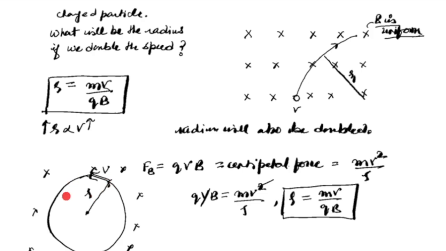It has come because it is moving in a circle in the magnetic field. The centripetal force is provided by the magnetic force. So we equate it with the generic formula for centripetal force and we get this radius. And seeing that we are able to solve this, if you double the velocity, the radius will also be doubled.